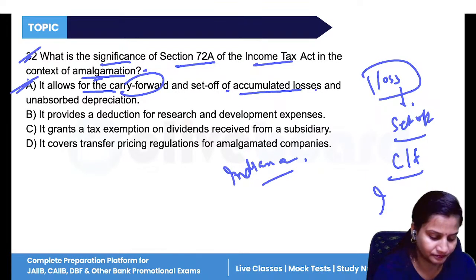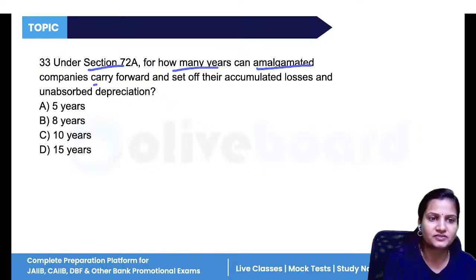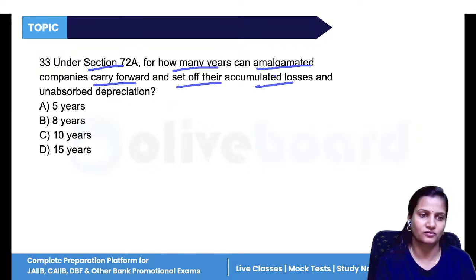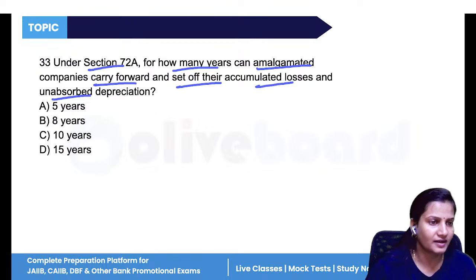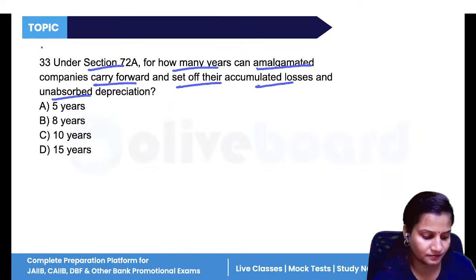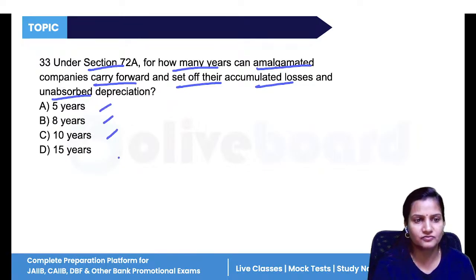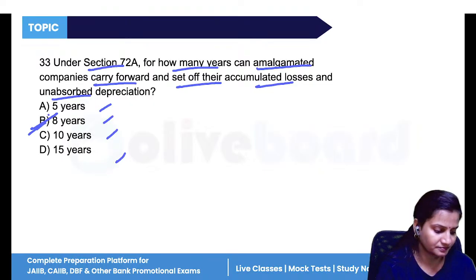Option number A. Now next, 33. Under Section 72A, for how many years can amalgamated companies carry forward and set off their losses and unabsorbed depreciation? Five years, 8 years, 10 years, or 15 years? That is 8 years. Clear?